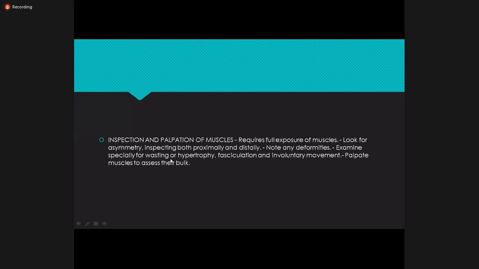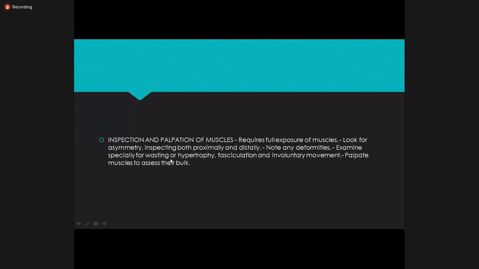Now you look for the wasting in the hand, in thenar and hypothenar. You turn your hand and you look for the guttering of the interossei. On the forearm, you compare both forearms, because sometimes there is a disease called amyotrophic lateral sclerosis, which is a variant of motor neuron disease.